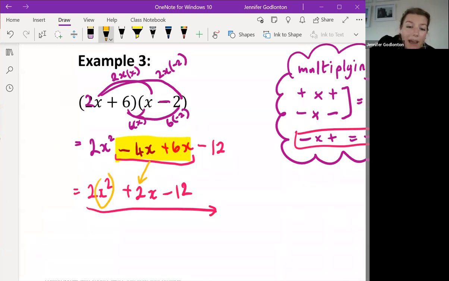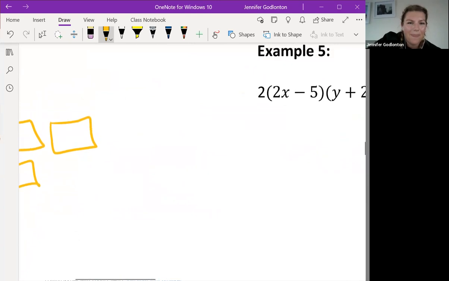Oh, sweetheart. Okay, that x squared and that x, they are not like terms because the one has got a power and the other one doesn't have a power. So they're not the same as each other. Okay, that's wrong. Okay, no problem.